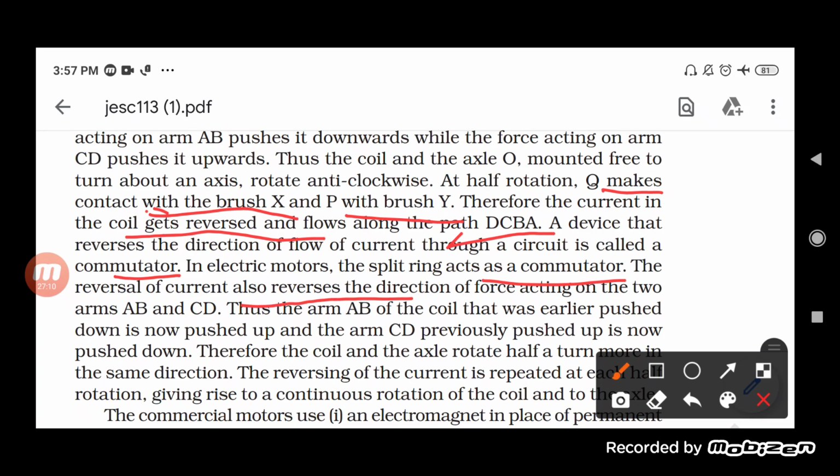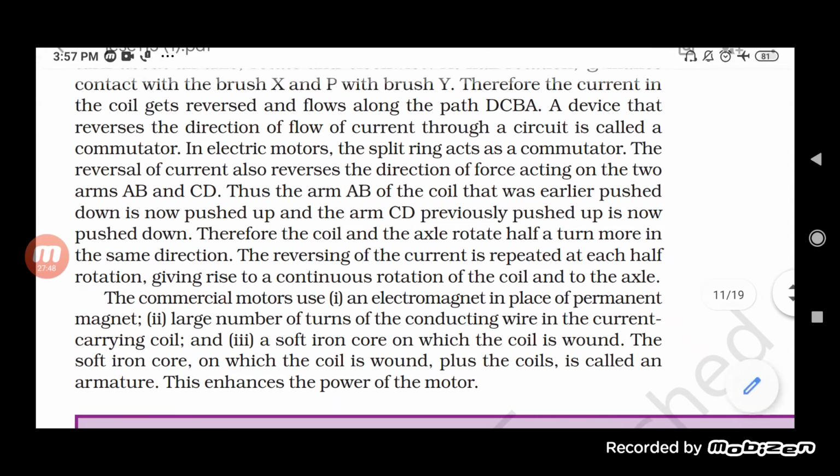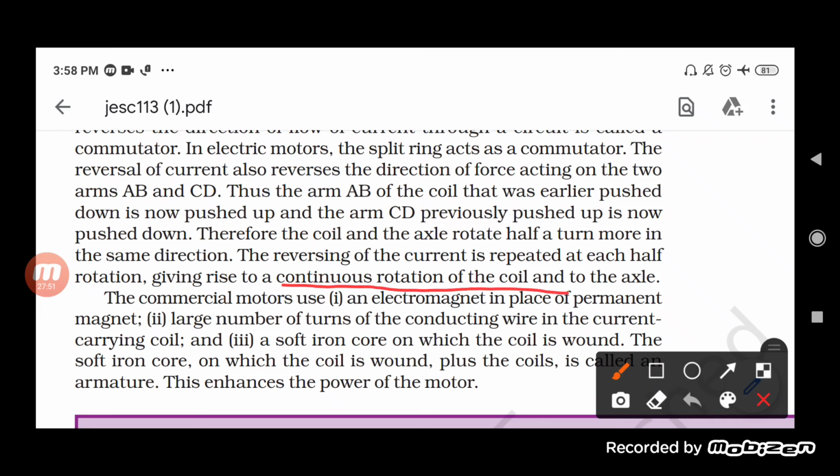So it is the split ring which acts as a commutator, and this commutator helps in the reversal of the current. When the direction of the current is reversed, the direction of the force acting on the two arms, AB and CD, will also get reversed. Now the arm AB, which was earlier pushing downward, will push upward, while CD, which was previously pushing upward, now pushes downward. So the coil and the axle rotate half a turn more in the same direction, and then the current reverses again. The reversing of the current is repeated at each half of the rotation, giving a continuous rotation of the coil and the axle.